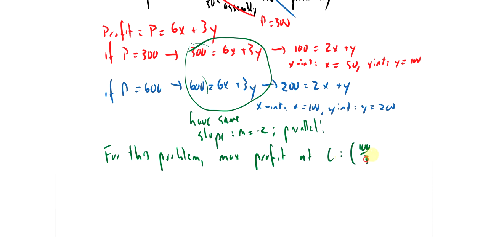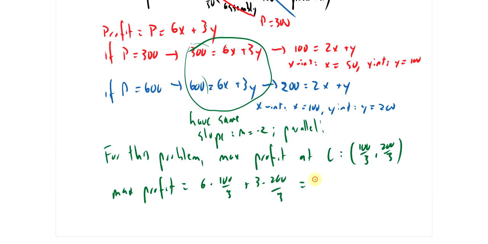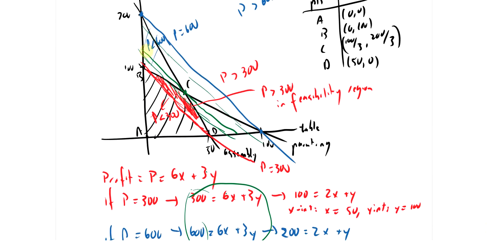at the point 100 over 3, 200 over 3, you get your maximum profit. And what's your maximum profit? It is 6 times 100 over 3 plus 3 times 200 over 3. This will be 200, this will be 200, so 400. That'll be your maximum profit. So this line here, that gives you the maximum profit. That's your P equals 400 line. It's between 300 and 600.